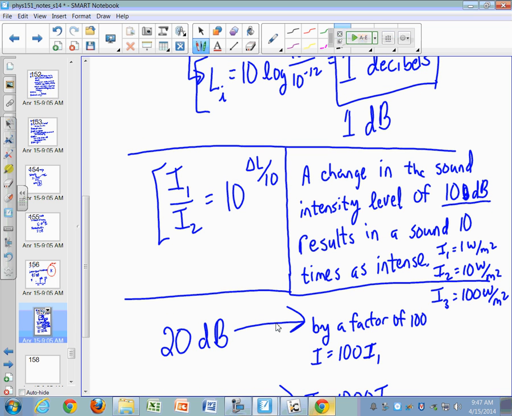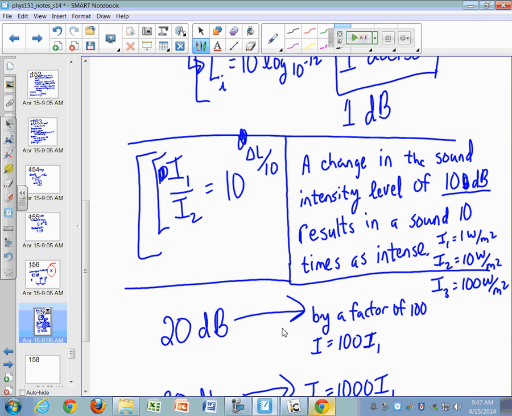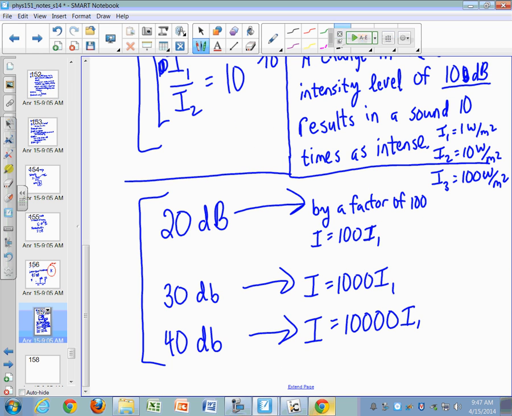That comes about here, right? If I have two intensities, one 10 times the other, so let's say I had 10 I1 over 1 I2, then our delta L here would be equal to 10. Just remember this, that as I increase my decibels by 10, that multiplies the intensity by a factor of 10.